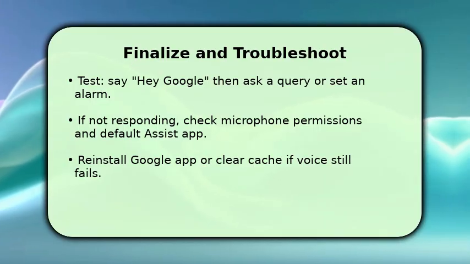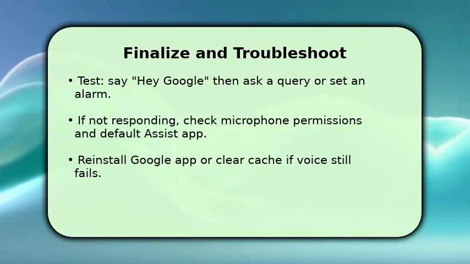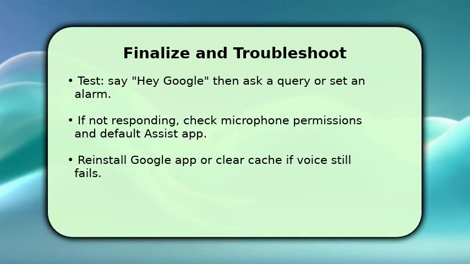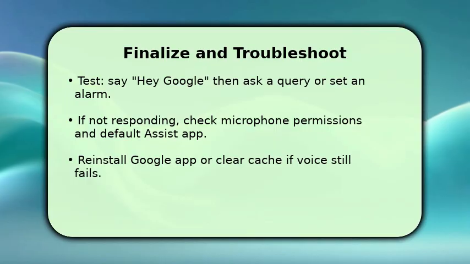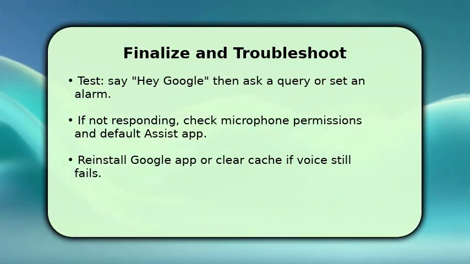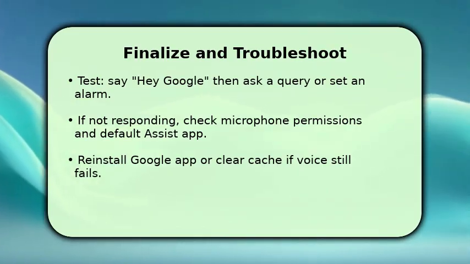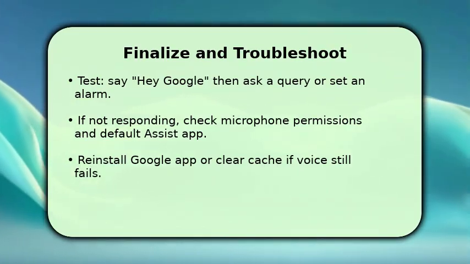If it doesn't respond, first check microphone permission, and that Google is the default Assist app in Settings, Apps, Default Apps. Make sure battery optimization isn't restricting the Google app. If problems persist, clear app cache or reinstall the Google app. Restarting your phone after changes often fixes lingering issues.